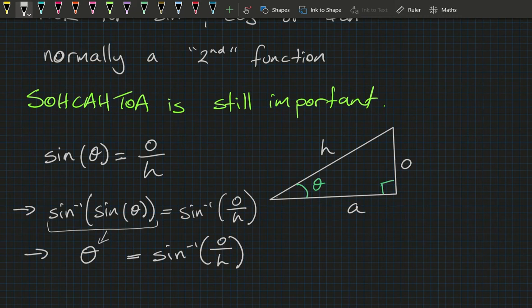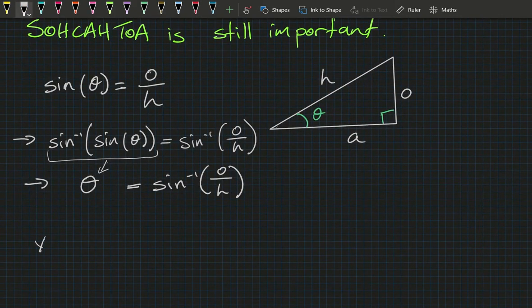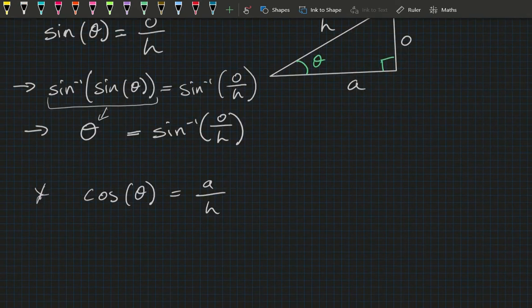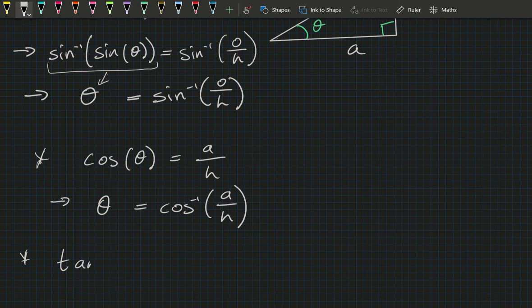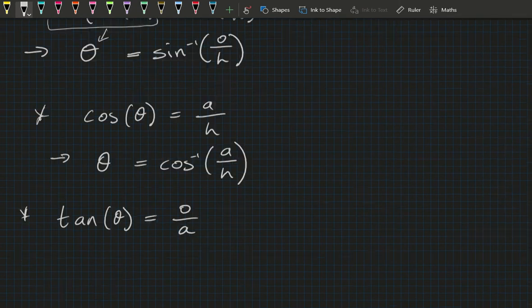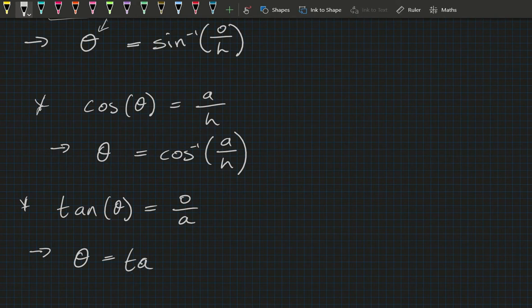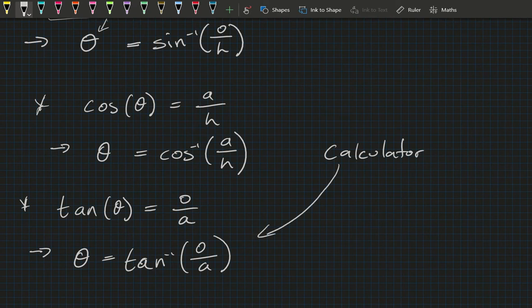Similarly, if I knew the adjacent and the hypotenuse, then because cos of theta is equal to the adjacent over the hypotenuse, skipping a couple of steps, theta will be equal to cos to the minus 1 of adjacent over hypotenuse. In this way, I could find the angle if I know the adjacent and the hypotenuse. And once again, with tan of theta equal to opposite over adjacent, if I know the opposite and adjacent, I could figure out what the angle is. And when I said earlier that you need to use a calculator, it's once you get to this point where we must put our values in the calculator.